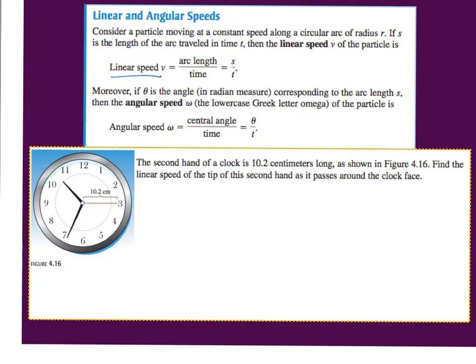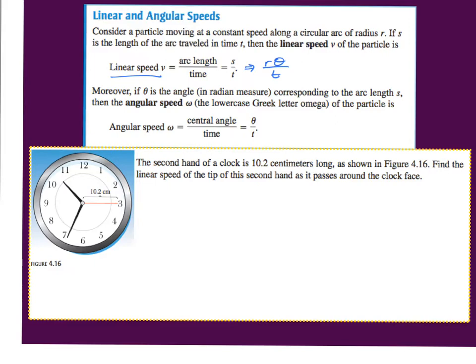So linear speed is s over t, but what the heck is s? We just did this. Arc length. So what is arc length? R times theta. So this is really r theta over time. So linear speed is r theta over time. Let's keep going. Moreover, if theta is the angle in radian measure corresponding to the arc length s, then the angular speed omega, which looks like a W, of the particle is angular speed omega equals central angle over time.